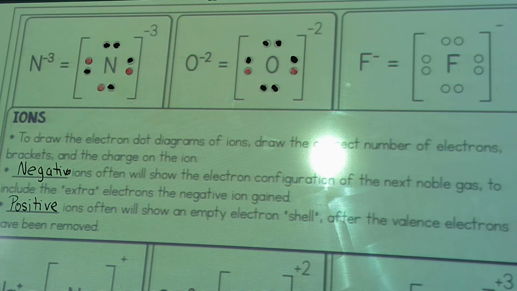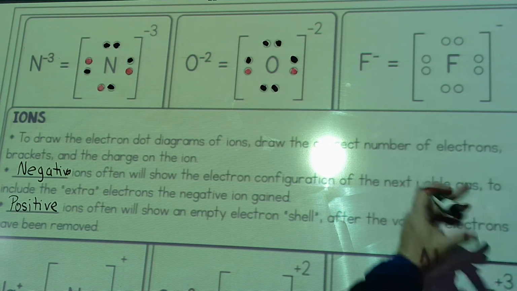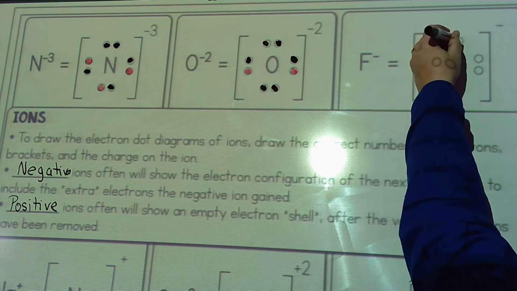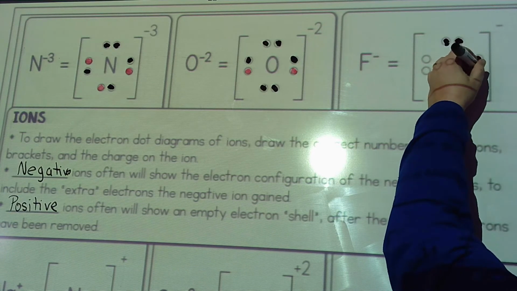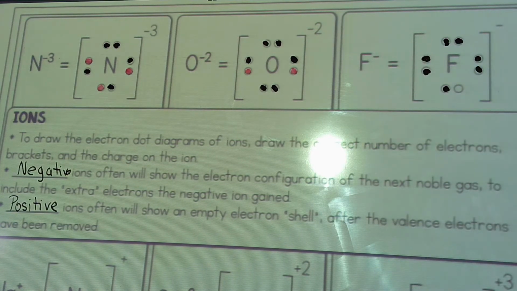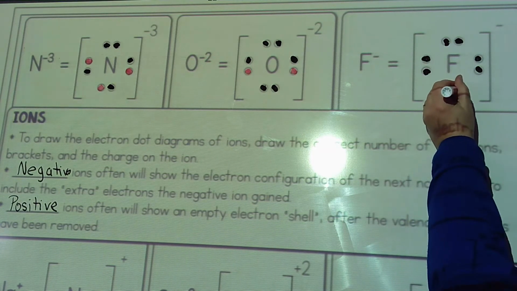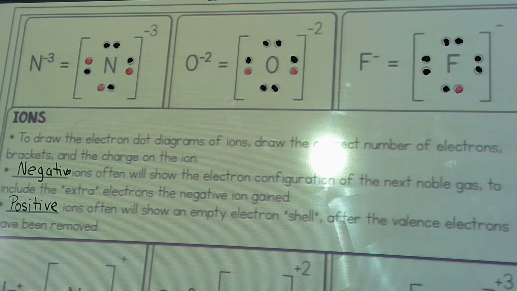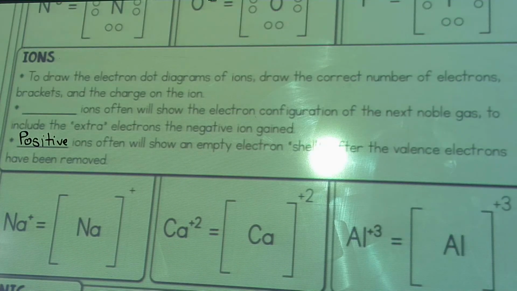And then you see fluorine here. Fluorine starts out with 7 all on its own, 7 valence electrons. And it has the very strong tendency to gain 1 more, which gives it a -1 charge and gives it that stable octet of 8. And if you look here at the positive ions, they are empty. There are no valence electrons.